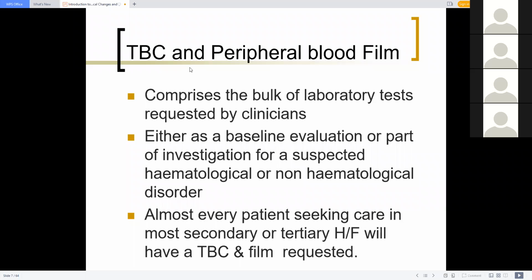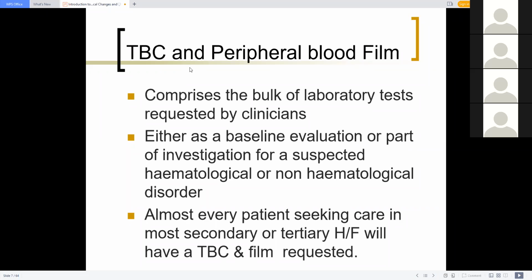So the hematology laboratory is a very busy laboratory. We receive quite a number of these tests that are done in the hospital. For example, in our training hospital at Kenyatta National Hospital, we receive almost 300 requests for total blood count and peripheral blood film daily, right? Because it has very many patients, and the bulk of laboratory tests comprise the clinicians asking for a total blood count and peripheral blood film, all right?